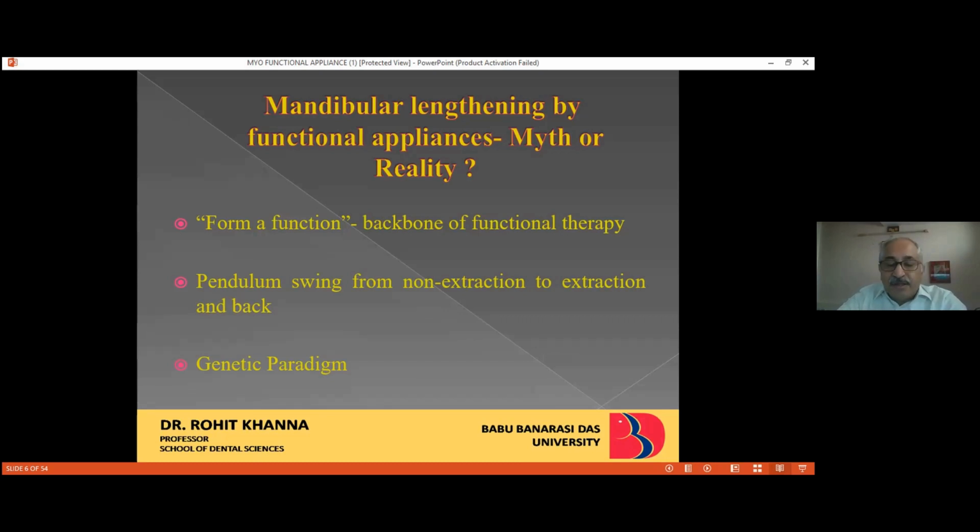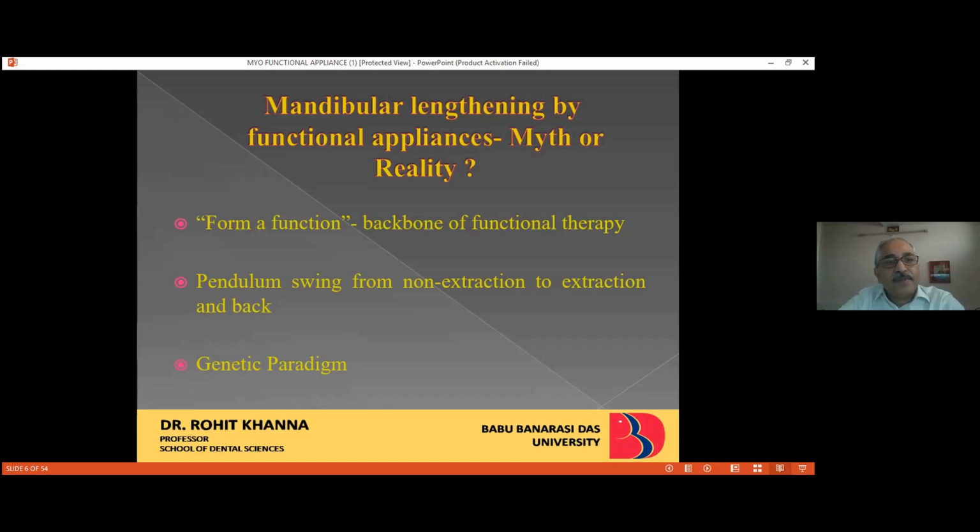Now there is a genetic paradigm which should always be taken into consideration. Not all cases can we convert, but we can alter them by means of an appliance. So genetic predilection should always be seen. We have to see whether the parents have the same type of malocclusion, or whether their fathers or grandfathers also had the same genetic pattern. So that has to be always kept in mind. I will not call it a new thing, but it is given more importance nowadays.